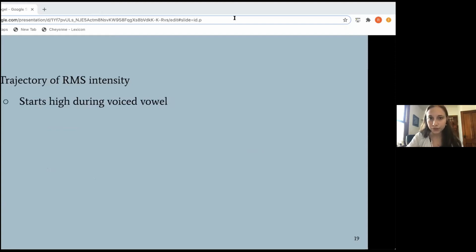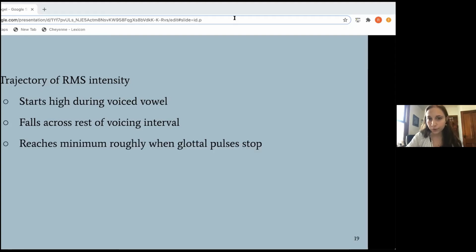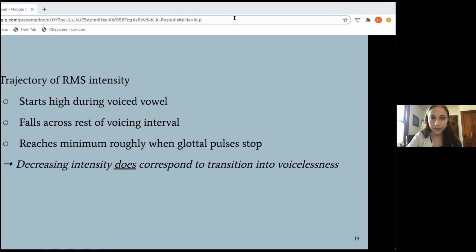In all of the words, it starts high during the voiced vowel and then falls across the rest of the voicing interval, reaching a minimum roughly when glottal pulses stop. And so this suggests that decreased intensity does correspond to a transition into voicelessness.